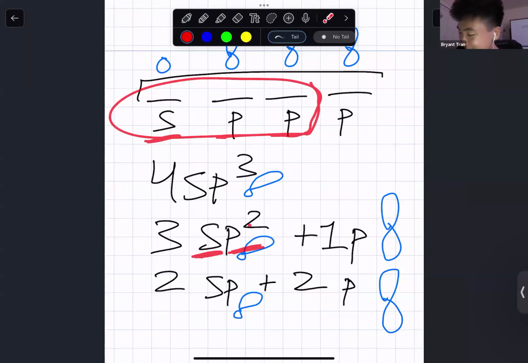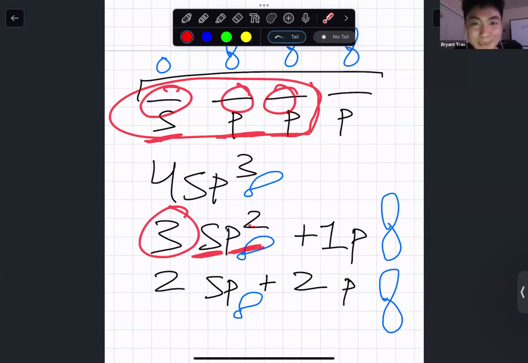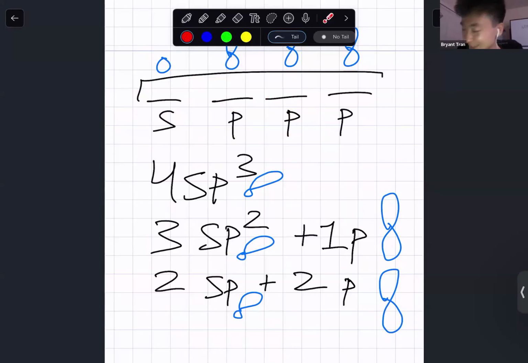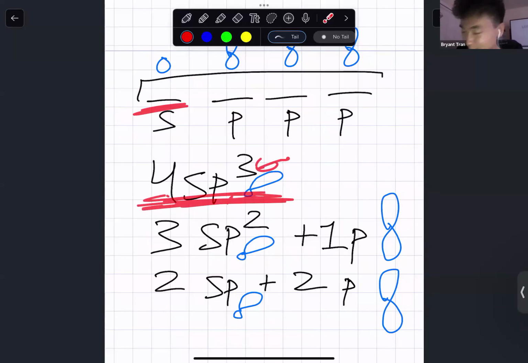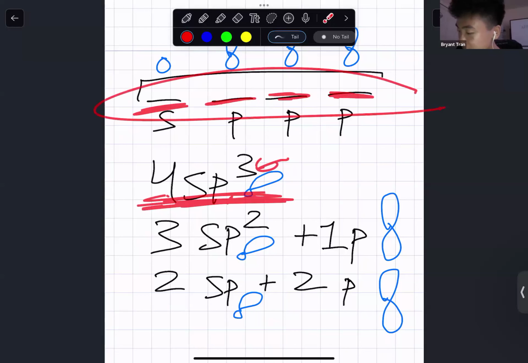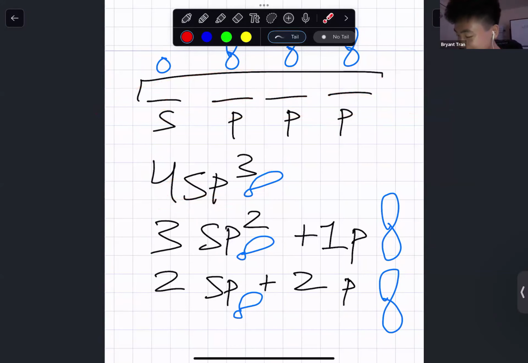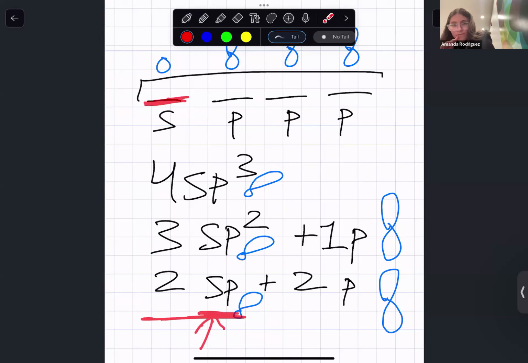Because to get sp2, we need one s and two p's. And then how many is that? One, two, three. So that's why we get three sp2 orbitals. And if you look at sp3, if we go backward, to get sp3, we need one s and how many p orbitals? Three p orbitals, which is one, two, three. Combine all of them together, that's four sp3 orbitals, like that. Now, if you look at sp, how many s orbitals do we need to combine to make sp? One. How many p orbitals do we need to get sp?